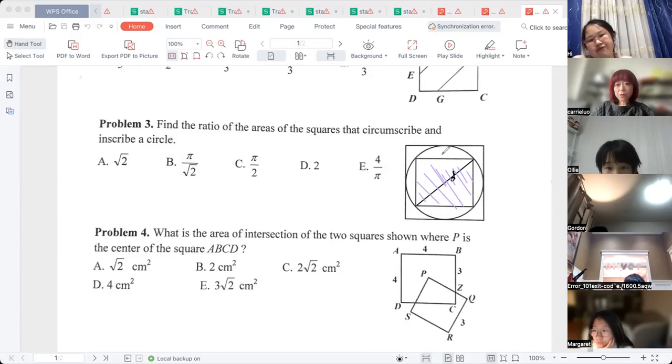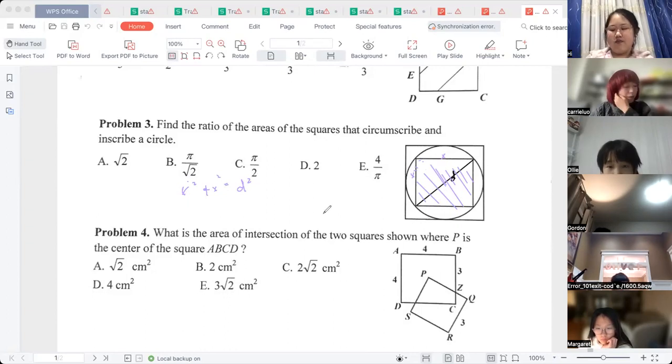Okay, you can see if I name this one as x, this is x as well. So x squared equals what? x squared plus x squared equals d squared. Right, because it's a rectangle, sorry, it's a square, so it's a right triangle. So by the Pythagorean theorem, x squared plus x squared equals d squared. Am I right?